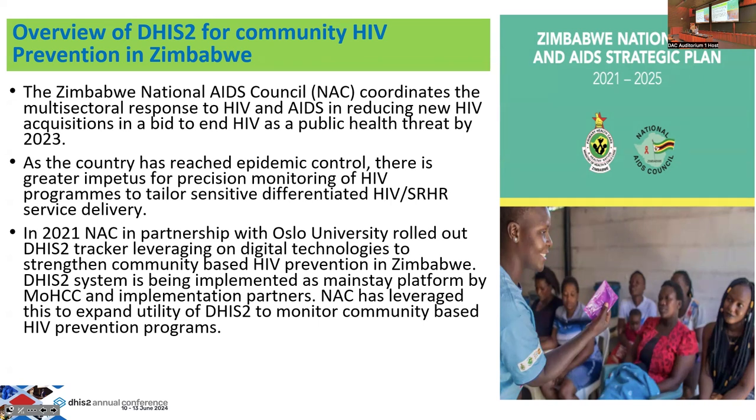So just a brief overview: the Zimbabwe National AIDS Council is responsible for coordinating the multi-sectoral response to HIV and AIDS in reducing new HIV acquisitions. And Zimbabwe is one of the countries that have reached epidemic control, also surpassing the 95-95-95 fast-track targets. So this really then calls for us to have precision monitoring of HIV programs, and also particularly to tailor-make sensitive differentiated HIV services as well as SRH services.